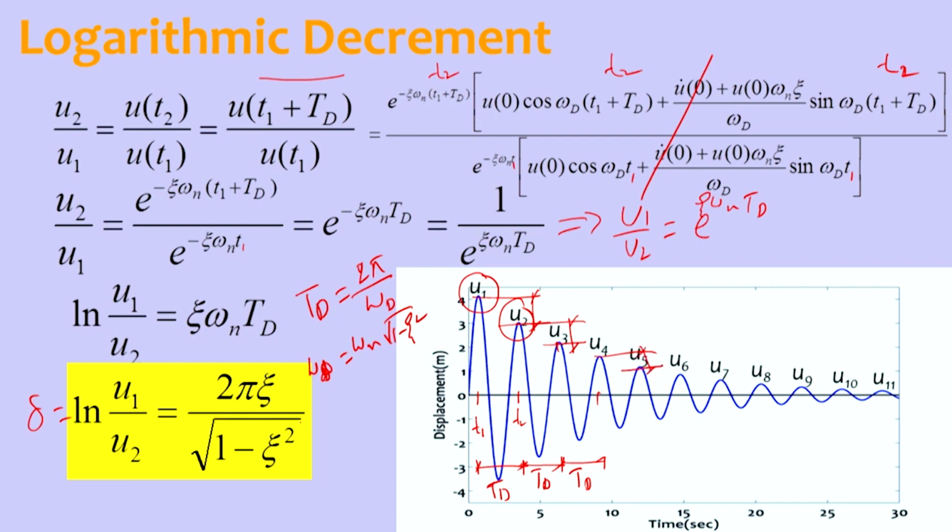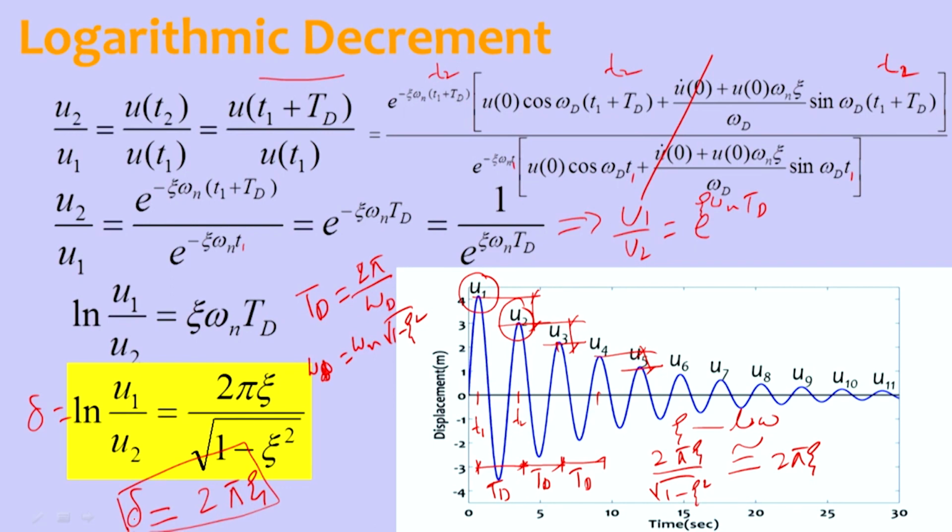Another thing we can notice from this is, for lower levels of damping, if the zeta value is low, then 2 pi zeta by under root 1 minus zeta square is approximately equal to 2 pi zeta. So we can directly use delta is equal to 2 pi zeta, where zeta is the ratio of percentage critical damping.